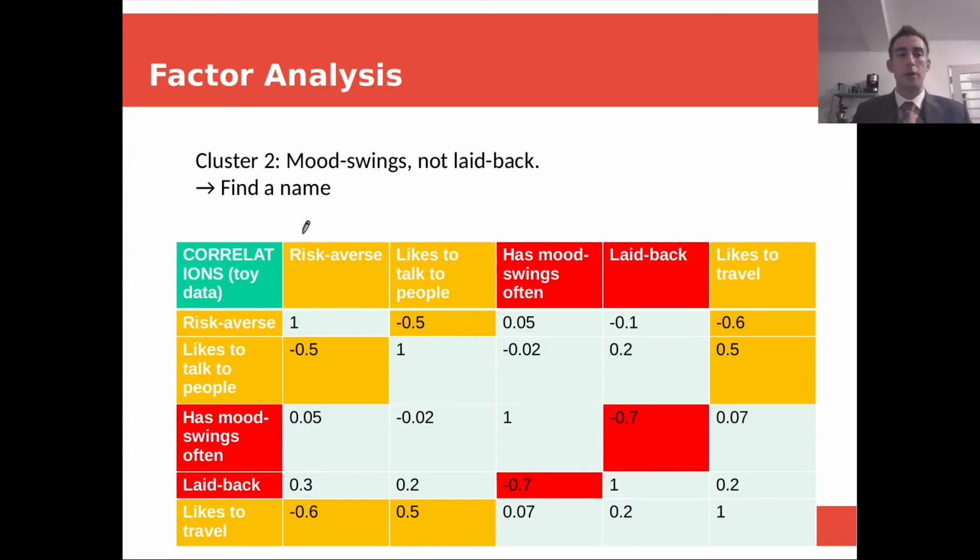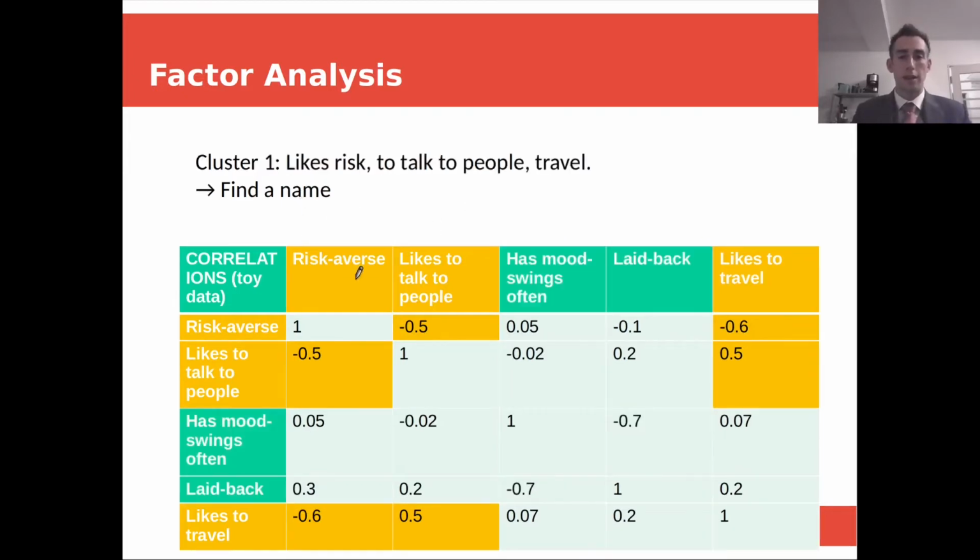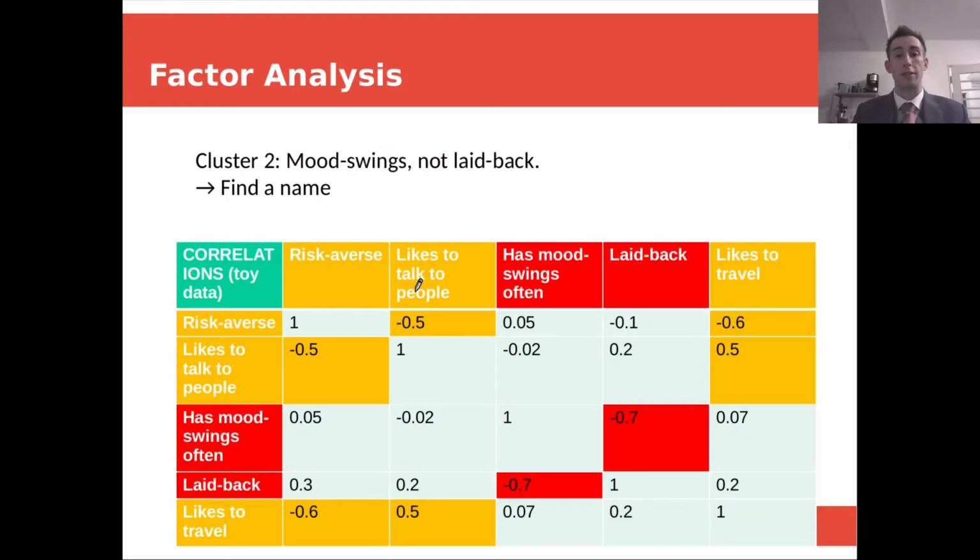The second category, so we can find a name for this. Maybe we'll call it the sort of exploratory people. They like to talk to people, they like to travel, but they're not risk averse. They do like risk. They like new things.